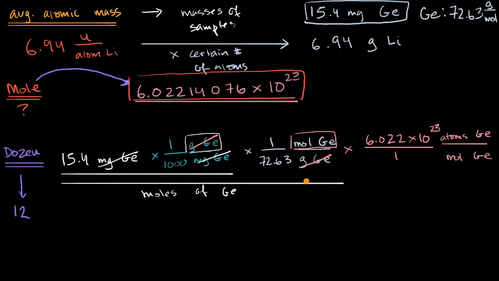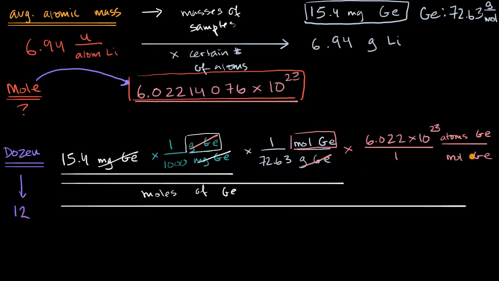And then if you take your moles and then you multiply it by Avogadro's number, it tells you how many atoms of germanium we have. And that makes sense. If I told you I had a certain number of dozen of eggs, if I want to know how many eggs that is, I would multiply by 12. So this whole expression is the number of atoms of germanium.